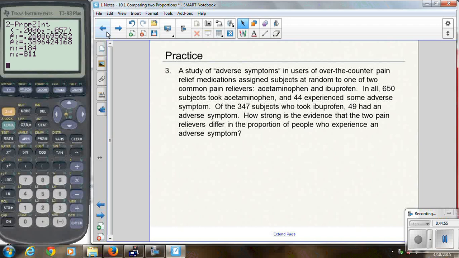And again, you can use your calculator. Just make sure that you're writing down everything that you're supposed to write down. You don't have to talk about the sampling distribution as long as you say that it's a 2 proportion Z test, and that covers that for you.